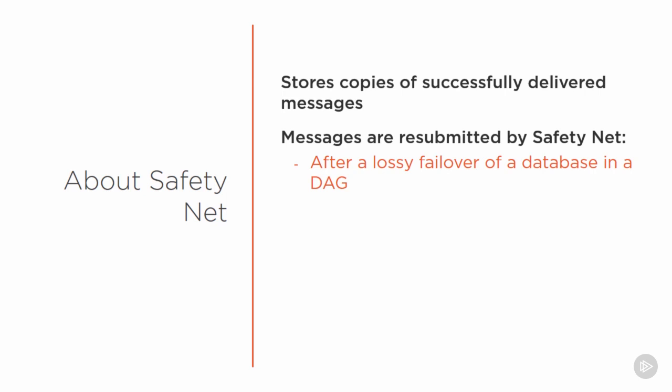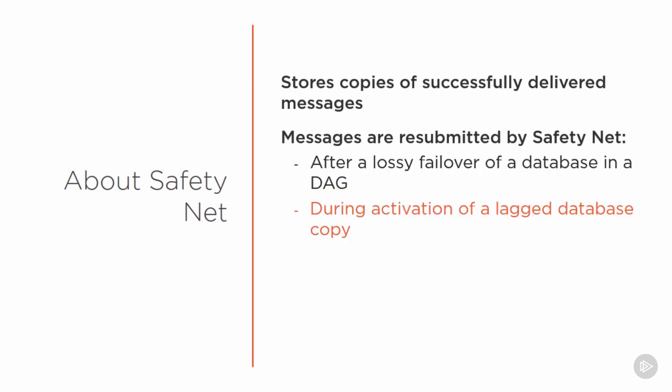A lossy failover is when a database fails over to a passive copy that has not yet received all of the transaction log updates from the active database copy. In course 1, we looked at how the DAG will accept a small amount of data loss by default during a failover, and safety net is how it makes up for that data loss by resubmitting messages.